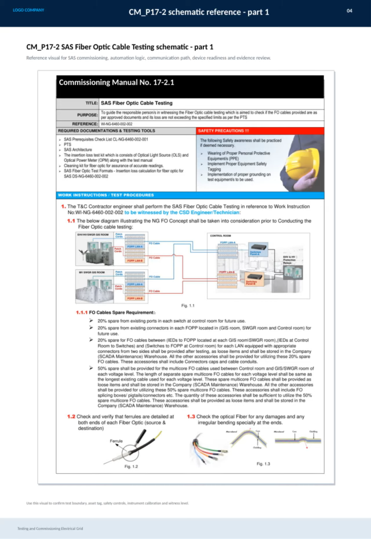Here we have the CM_P17-2 schematic reference, focusing on Part 1 of testing and commissioning the electrical grid. This slide presents the SAS fiber-optic cable testing schematic, which is crucial for verifying automation logic, communication paths, and device readiness. Use this reference visual to confirm important details like test boundaries, asset tags, safety controls, instrument calibration, and witness levels. This ensures a thorough and reliable commissioning process, aligned with Commissioning Manual Number 17 to 2.1.